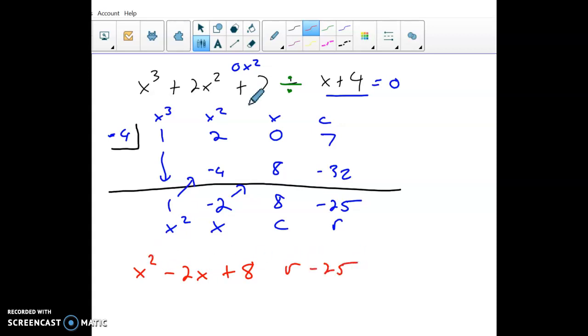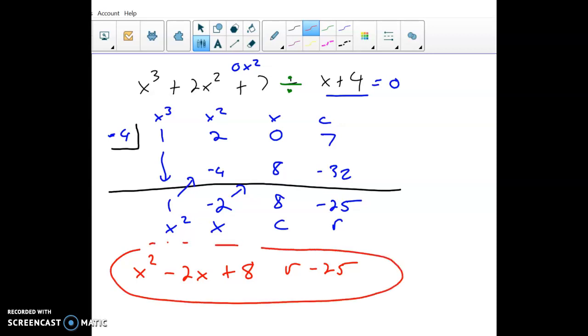So when we divided those polynomials, we got a polynomial 1 degree less. We started with an x cubed divided by an x to the first, and we got an x squared. All right, I think that's it. If you have any additional questions, please reach out, and thanks for watching.